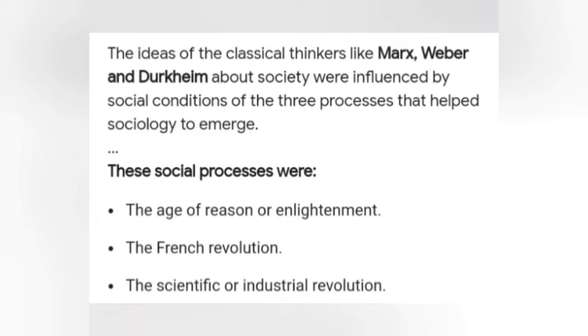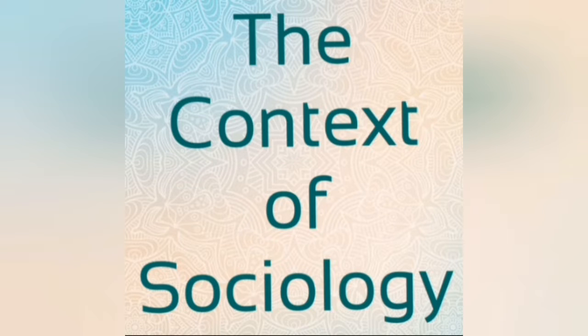And so here you can see the ideas of the classical thinkers like Marx, Weber, and Durkheim about society were influenced by social conditions of the three processes that helped sociology to emerge. These social processes were the Age of Reason or Enlightenment, the French Revolution, and the Scientific or Industrial Revolution. These processes completely transformed not only European society but also the rest of the world as it came into contact with Europe.